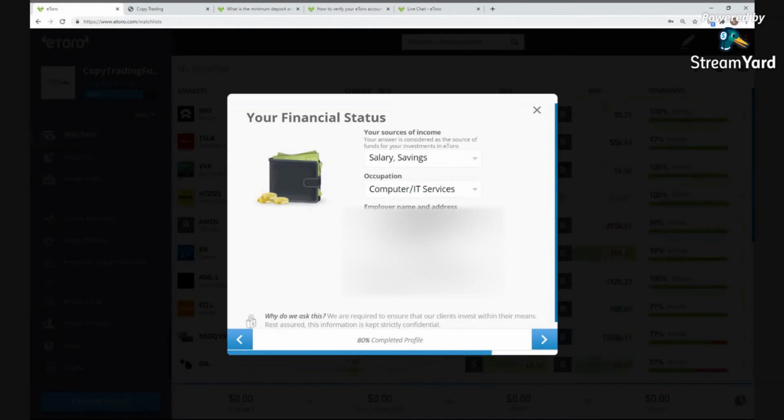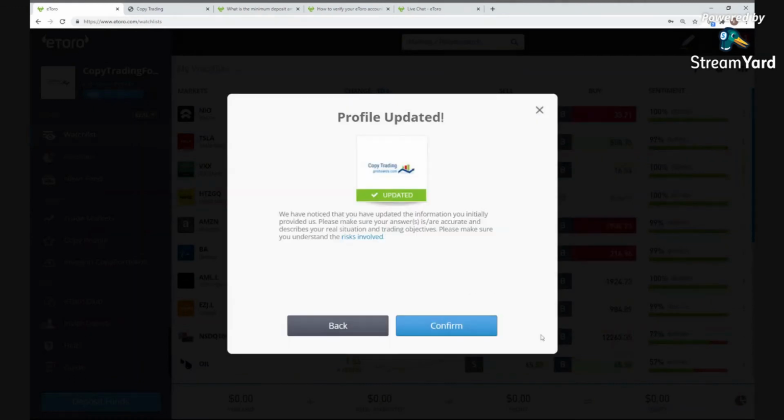This is the name of the company I work with, and you put in the address of your company's office. Then put in your net annual income, and your total cash and liquid assets, up to 10K for this account. You can put in whatever you wish, such as savings, but put in what you're willing to put in for your trades. Then you click next.